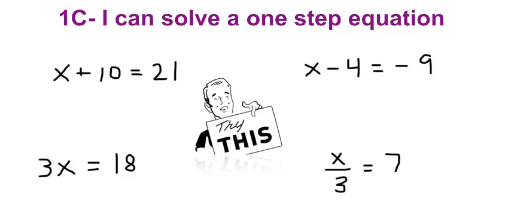The third thing you need to be able to do is to solve a one-step equation. Remember to use inverse operations to solve. So when you see adding, you subtract. When you see subtraction, you add. When you see multiplication, you divide. And when you see division, you multiply. Go ahead and pause the video while you solve these equations. When you hit play, the answers will appear on your screen, so you can check your work.